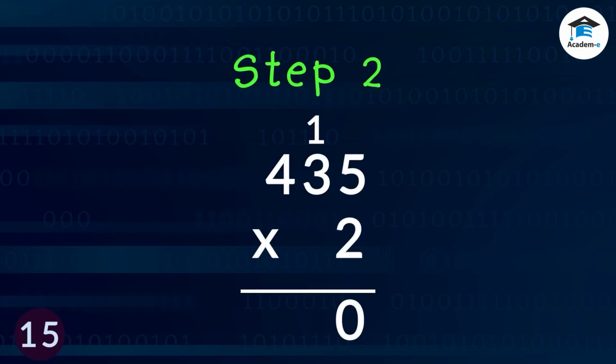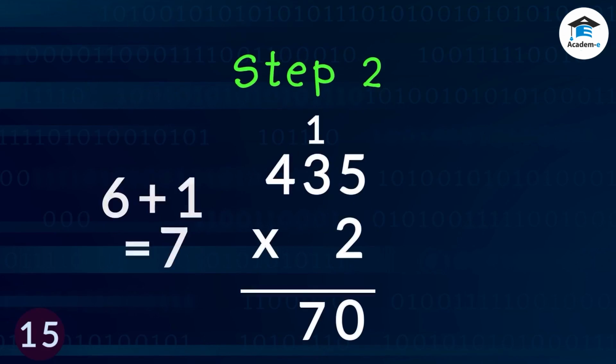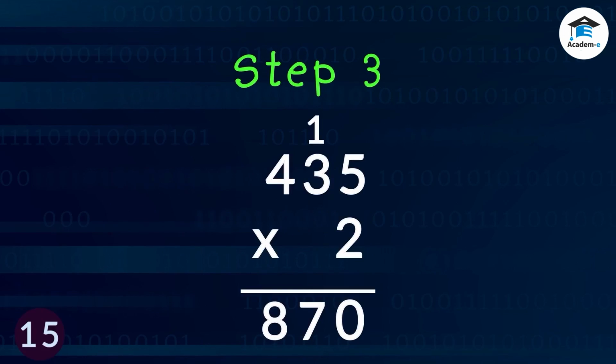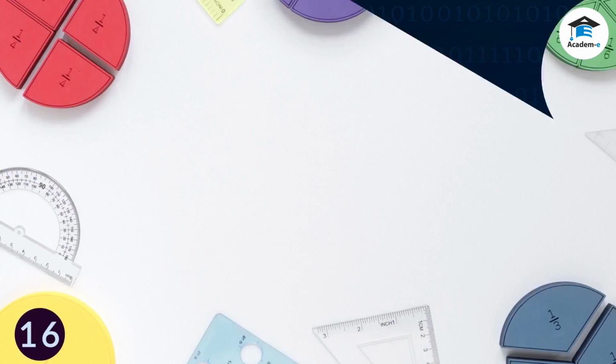Step 2. Multiply the tens by 2. 3 times 2 is equal to 6 and then we add 1. 6 plus 1 is 7. Step 3. Multiply the hundreds column. 4 times 2 is 8. The product of 435 and 2 is 870.